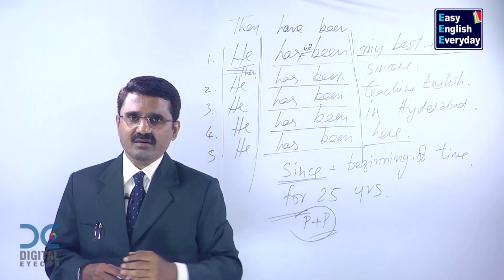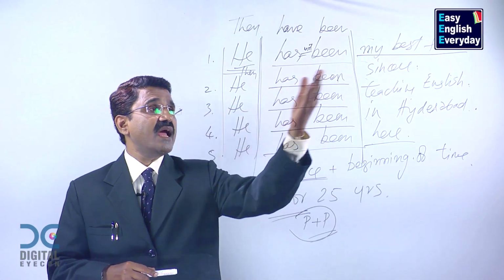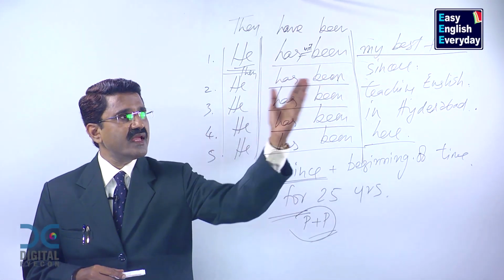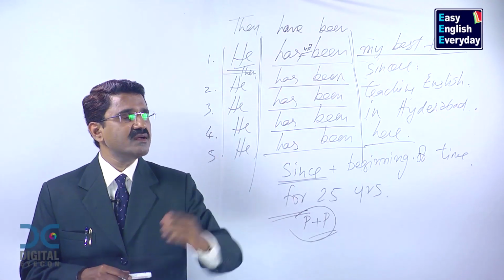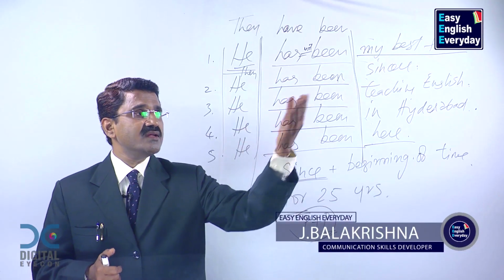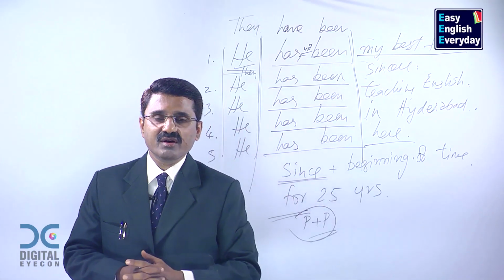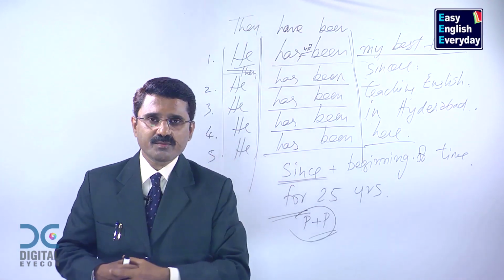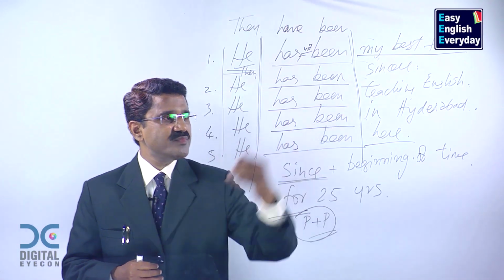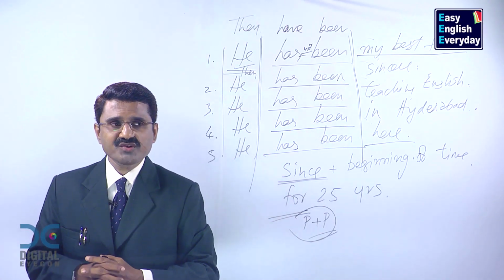They haven't been my best friends. They haven't been my colleagues. They haven't been my good neighbors. They haven't been sincere. They haven't been good at their work. They haven't been regular. They haven't been punctual. They haven't been teaching English. They haven't been coming regularly. They haven't been playing properly. They haven't been in Hyderabad. They haven't been here.